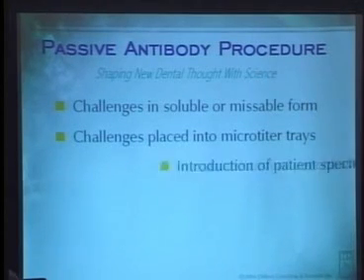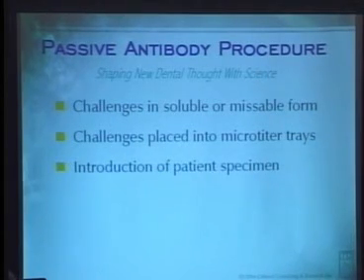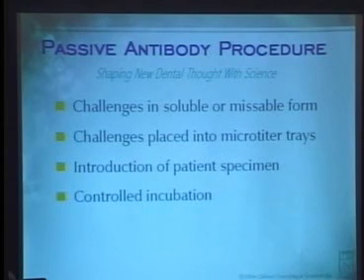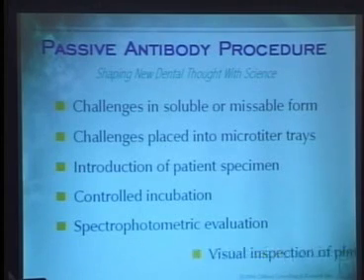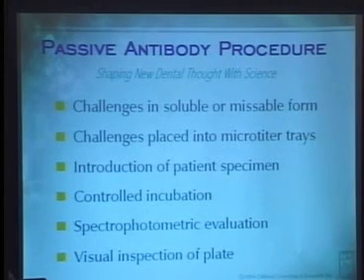We place these in microtiter trays. We introduce a quantity of patient specimen. After a controlled incubation, it is evaluated spectrophotometrically, and then we visually inspect the plate. There are things the machine cannot distinguish apart, such as a precipitin versus an agglutination reaction. Visually, they're fairly easy to differentiate, and they mean very different things.